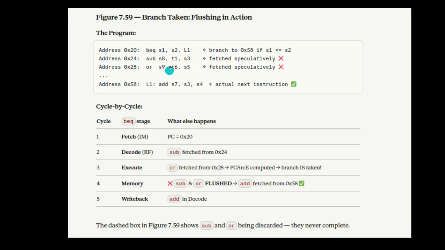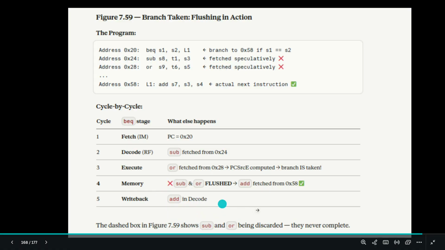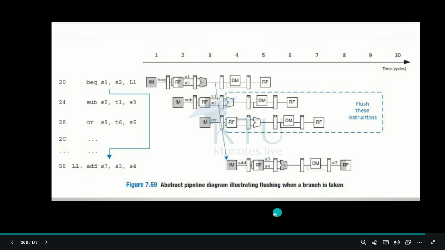We don't need these instructions. First it thinks that there is no branch and takes all these instructions. But when it understands that there is a branch, we have to go to the branch target instruction. So the sub and or would be flushed and the target instruction would be fetched after this branch instruction. These may be discarded, or they never complete.